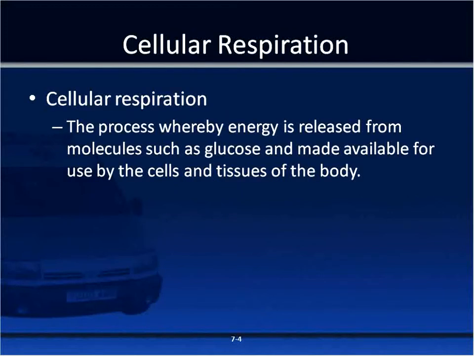Cellular respiration is the process whereby energy is released from molecules such as glucose and made available for use by the cells and tissues of the body. The energy that's released is eventually converted into ATP, adenosine triphosphate, which is used by the cells throughout the body. The carbon dioxide produced by the cell during the process is removed from the cell and absorbed by the blood and transported to the lungs. Blood vessels also transport other waste products away from the cell for elimination.